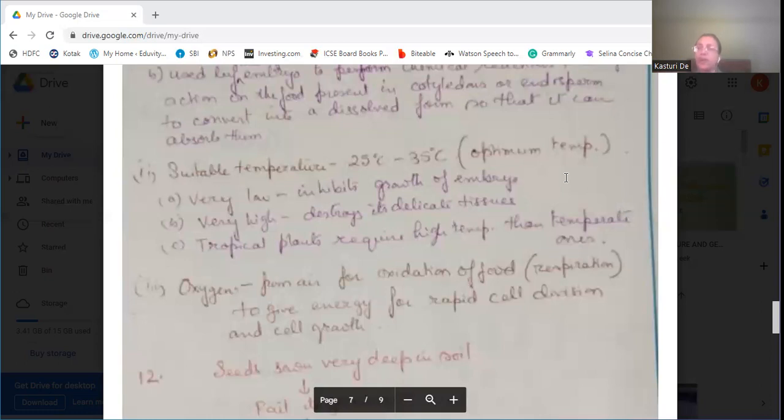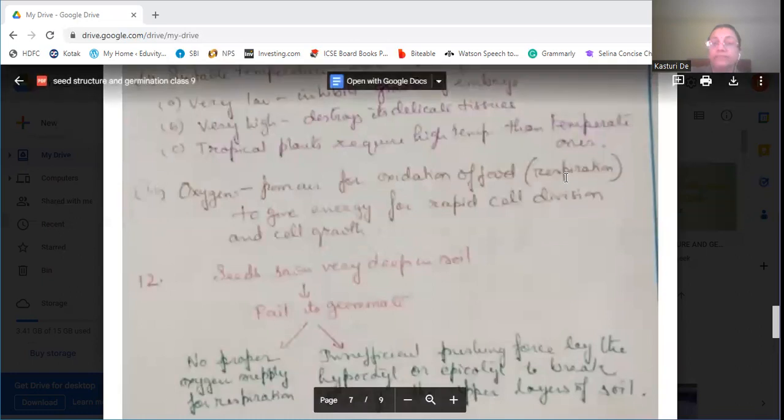Some air is also there in the soil, but mainly it is absorbed from the air, so that respiration takes place and there is oxidation of food, and the seed, rather the embryo, gets energy to rapidly divide its cells and grow.